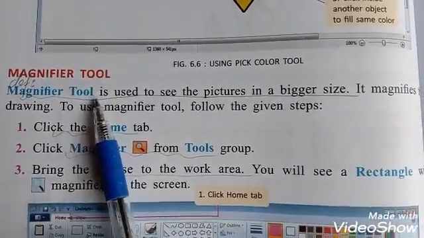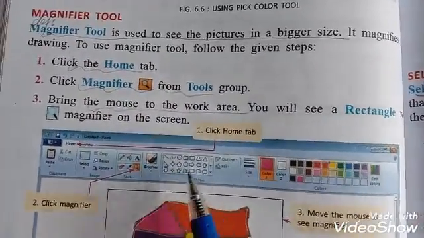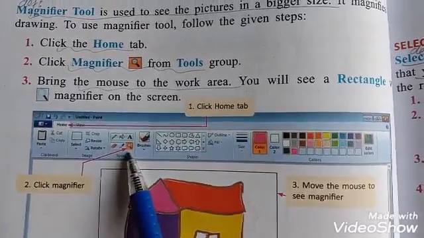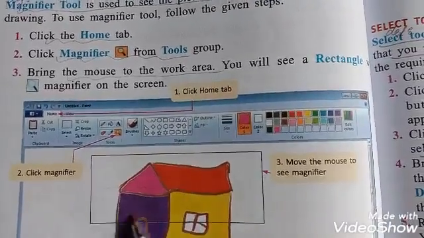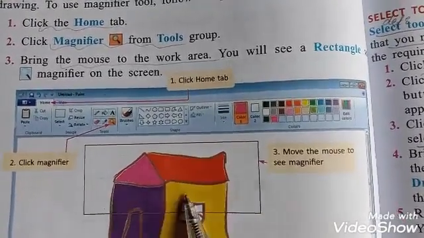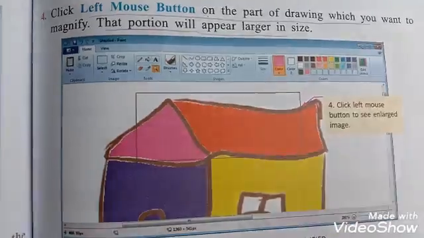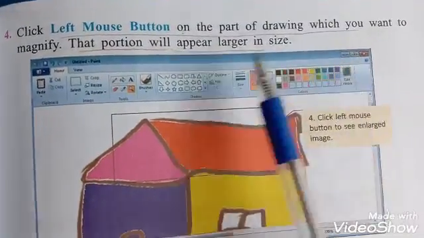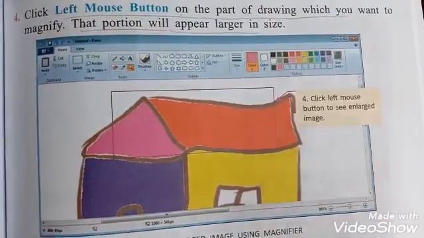Next one is magnifier tool. Magnifier tool is used to see the picture in a bigger size. To use magnifier tool, follow the given steps. Click Home tab on the ribbon and click magnify from tools group and bring the mouse to the work area and select the part from the picture and click magnifier option. Click left mouse button on the part of drawing which you want to magnify. That portion will appear large in size.